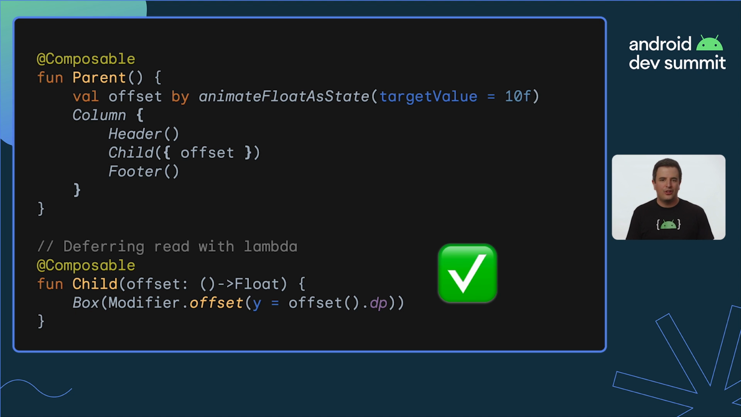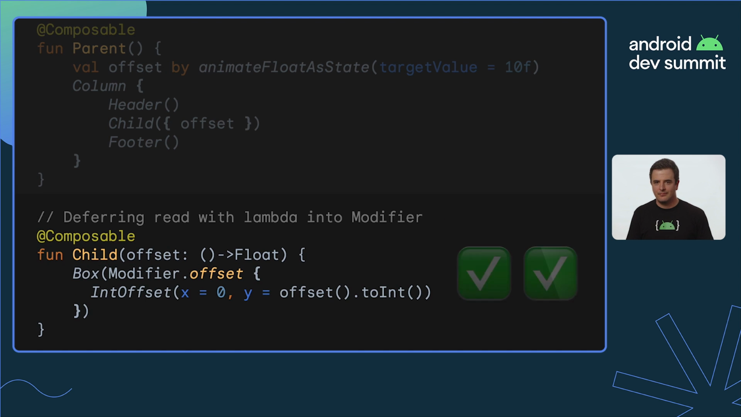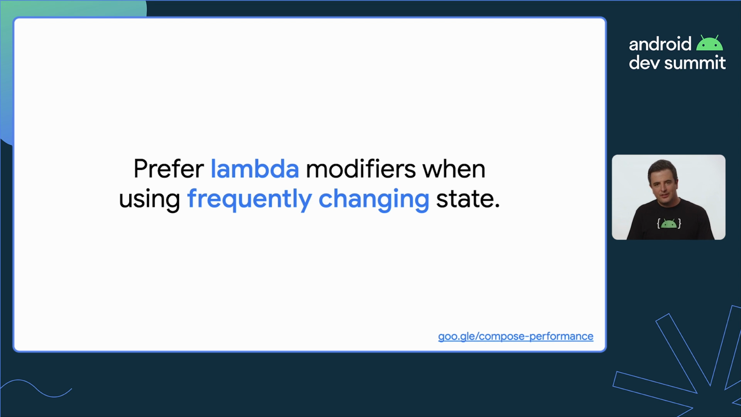By using a lambda, you can control when the state is read without affecting the rest of your code too much. You can still use the by property delegate inside the lambda to read the value. So we switch the read to the lambda, and now we can defer the read inside the child composable. This is good, but we can do better. If we can read this lambda inside a modifier that isn't run during composition, we can skip composition altogether. This is because we won't be changing our composition tree at all. This is why our performance documentation states, prefer lambda modifiers when using frequently changing state.